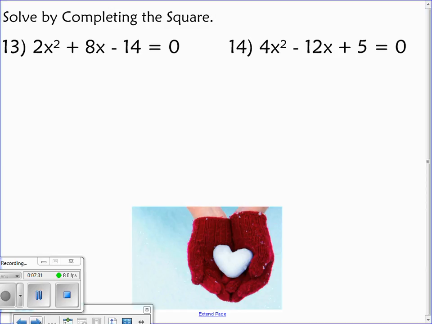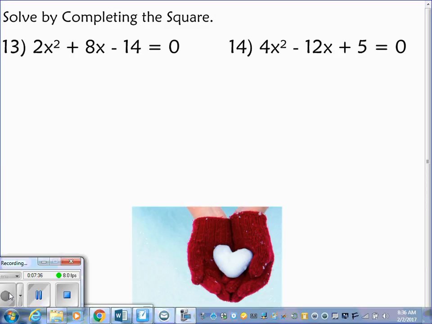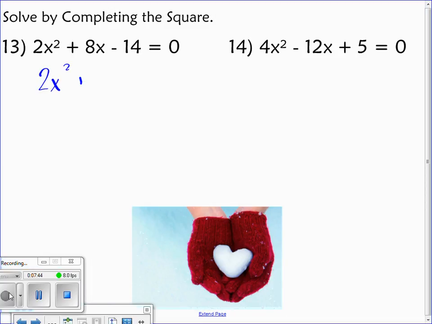All right. Why don't you guys try 13? Try 13 on your own. All right, what's the first thing you did on number 13? Add the 14. So 2x squared plus 8x equals positive 14. Then what? Good.